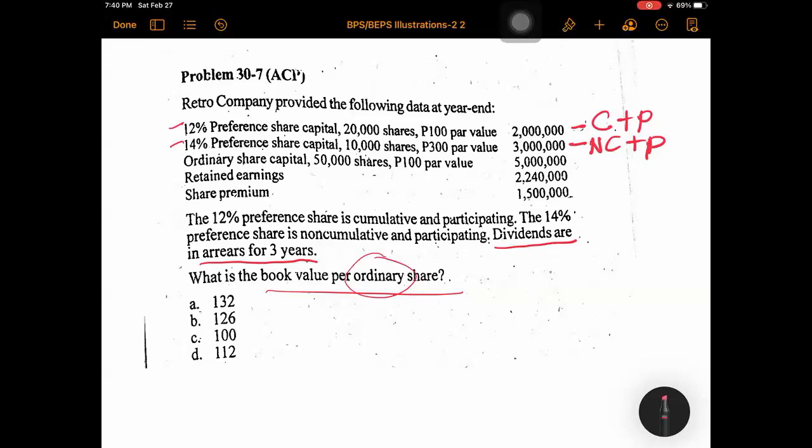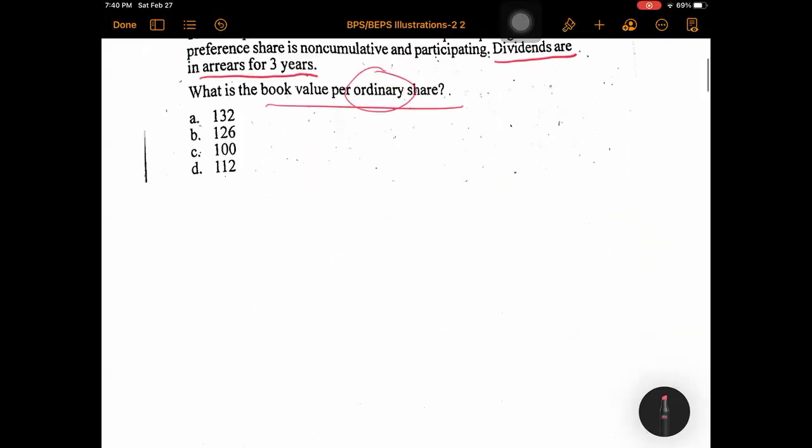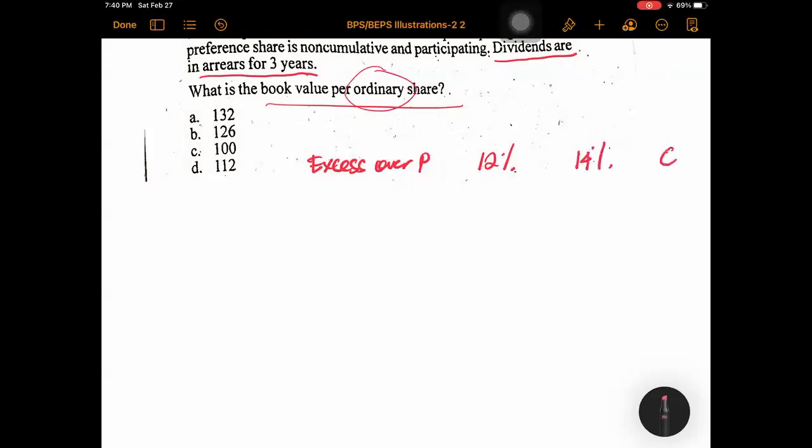So we have two preference shares, 12% and 14%, plus the ordinary share. Let's have the table: excess over par, 12%, 14%, and your ordinary share.